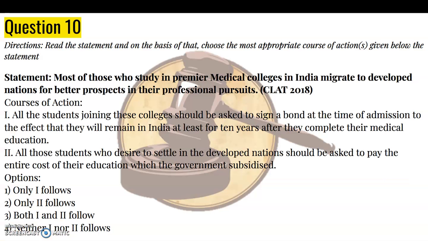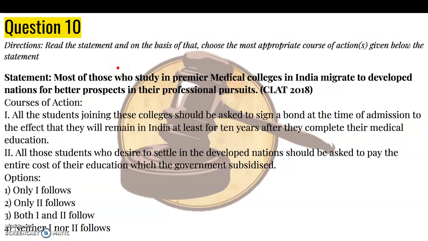As I always say, before I solve the question myself, you are supposed to read it and try solving it yourself. After this, we can solve it together. Having said that, I will start this question. The statement says that most of those who study in premier medical colleges in India migrate to developed nations for better prospects in their professional pursuits. This was a question from CLAT 2018, so I thought of including this. Let's read the courses of action.